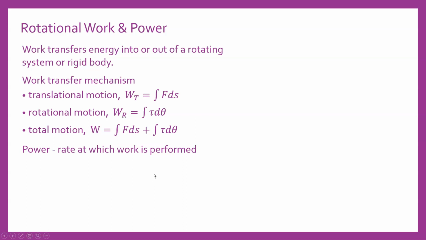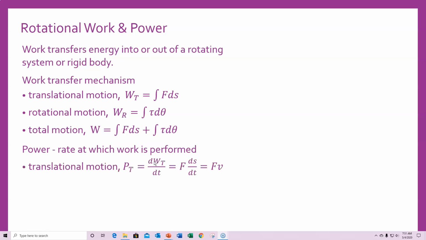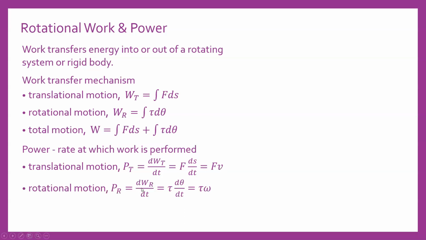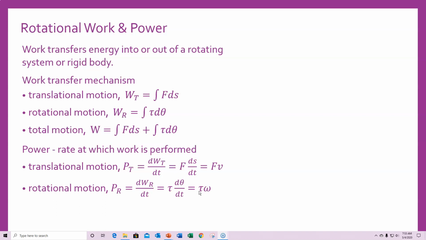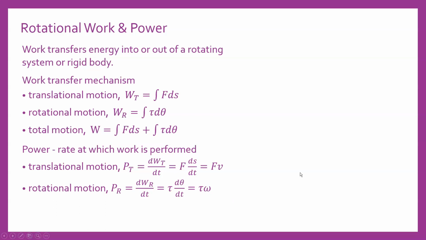Power is the rate at which work is performed, and that's just dW/dt, and we can rewrite dW as F ds, so dW/dt simplifies to force times velocity. For rotational motion, it's dW/dt, and we can rewrite the dW as torque times d theta, which tells us that the rotational power is equal to the torque times the angular velocity. And the total power of the motion is just the sum of the translational power and the rotational power.